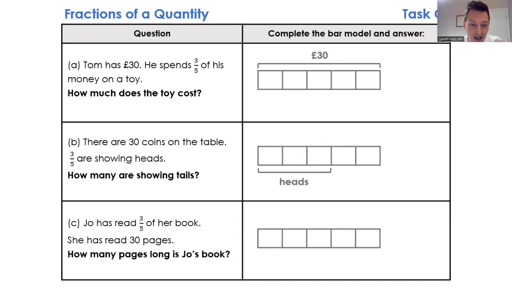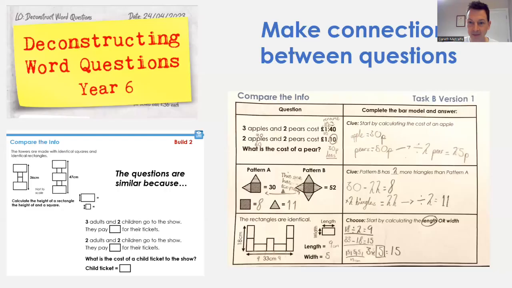In comparison to Jo has read 3/5 of a book. She has read 30 pages. How many pages long is Jo's book? This time, the 30 is not the whole, but it's 3/5. Children, again, needing to be detectives to spot those differences. So it's the sequence of questions and the changes between the questions that help children to make those all-important connections.